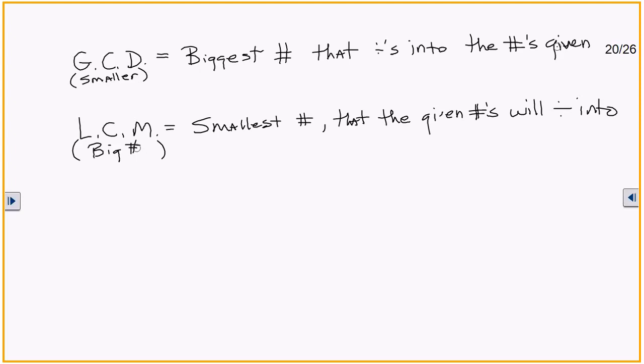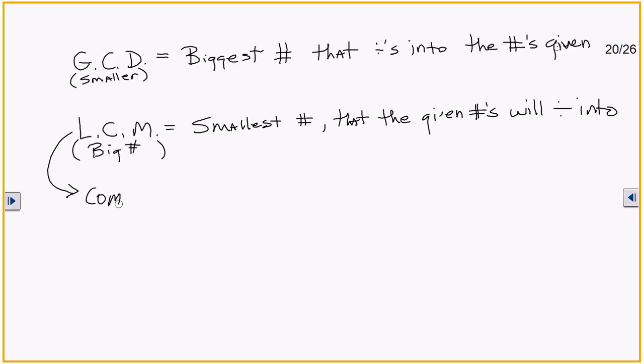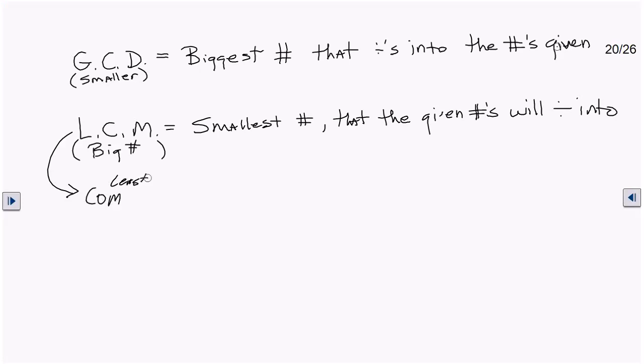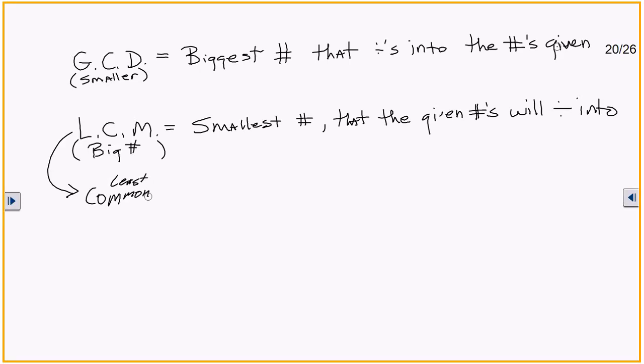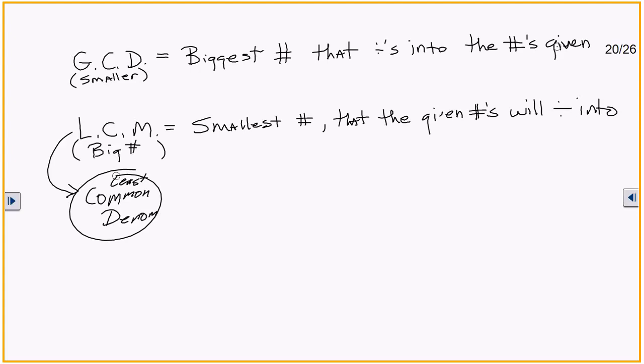All right, so go ahead and pause the video and write that down. And remember, the first one's called greatest common divisor. The second one is called the least common multiple, and this one turns into our common denominator, least common denominator, or greatest common denominator, I can't remember, least common denominator later. In other words, it's the smallest number that both denominators will go into. So we're going to use the least common multiple in our fraction videos when we do the fraction videos next.